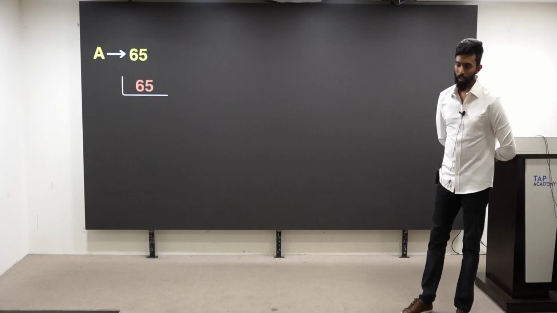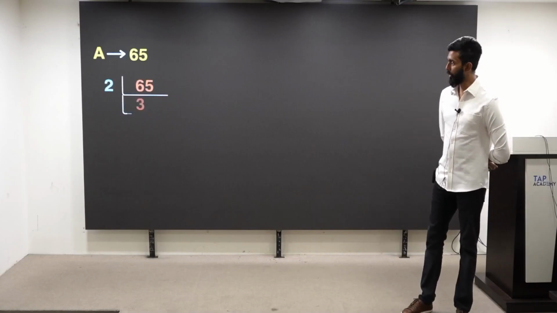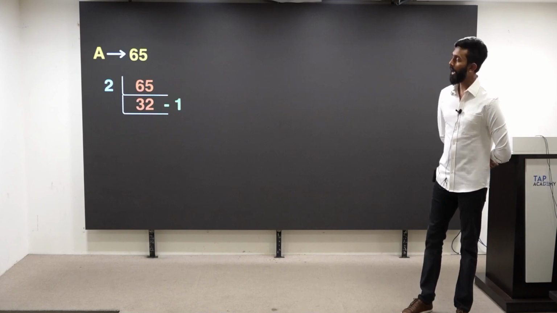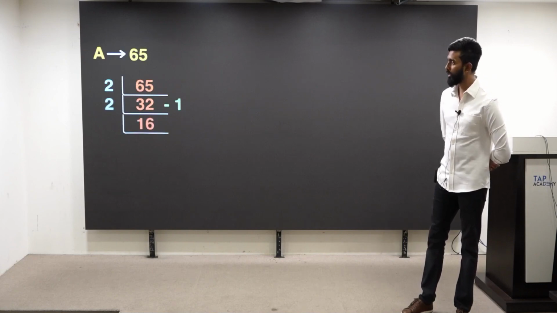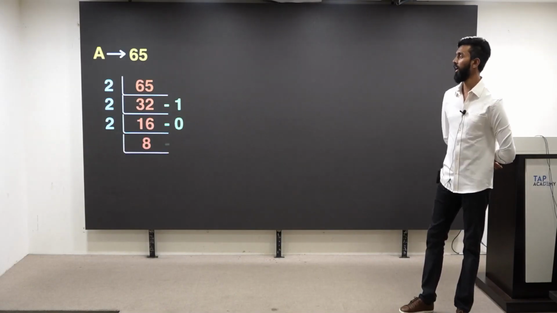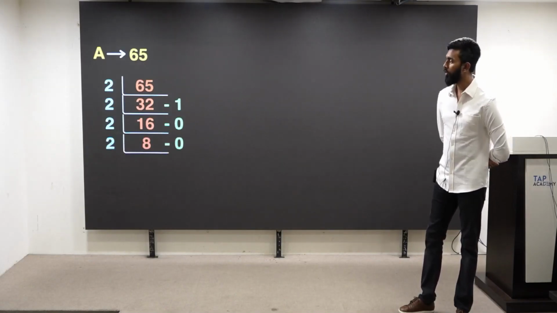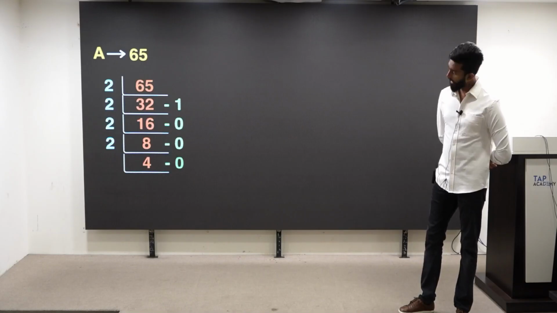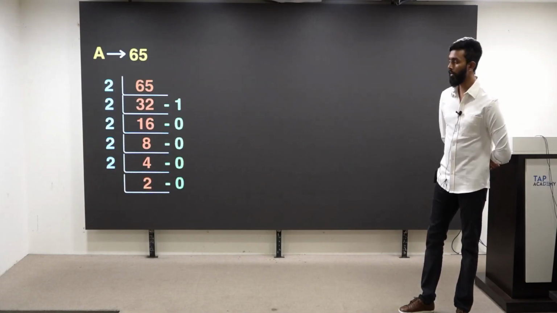Base 2 you use. 65 divided by 2. You will have a quotient, you will have a remainder. Again divide by 2. You will have a quotient, you will have a remainder. Again divide by 2. You are going to have a quotient, you are going to have a remainder. Again divide by 2, you will have 4, you will have 0. Again divide by 2, you will have 2, you will have 0.